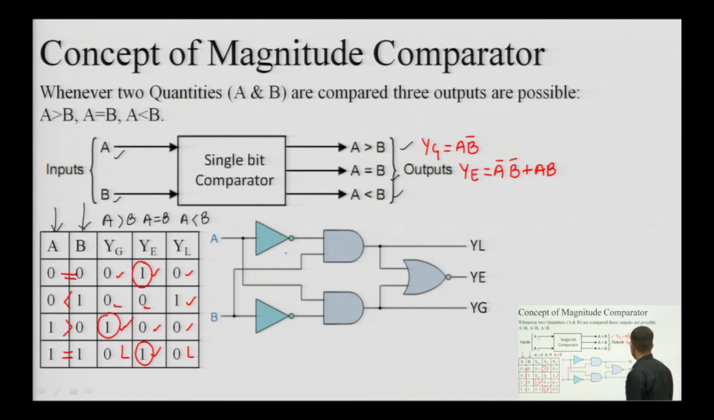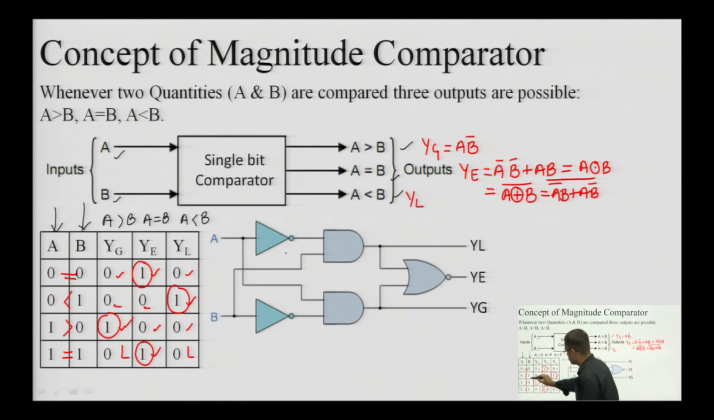Okay. So, A bar B bar plus A B is actually equivalent to the XNOR of A and B, and it can be further considered as the complement of A XOR B, and A XOR B is equivalent to A bar B plus A B bar. Similarly, for the third one, Y L, there is a single one which corresponds to this row, A is equal to 0, B is equal to 1, that means Y L is equal to A bar B.